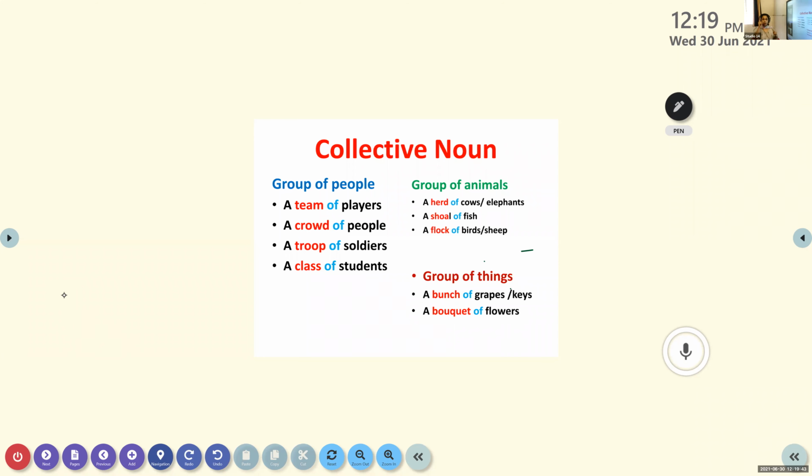Now, I told you for each common noun, we have a specific collective noun. So all the collective nouns must be memorized. That's the second point about collective nouns. Have you understood? For players, the collective noun is different. For people, the collective noun is crowd. For soldiers, it is troop. For students, it is class. And for cows and elephants, we use the collective noun herd. So it differs from one to another, and we have to learn the collective nouns by heart. Now let's learn.